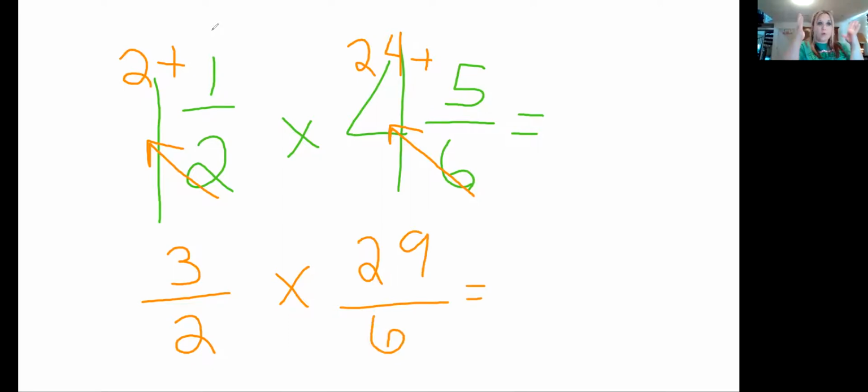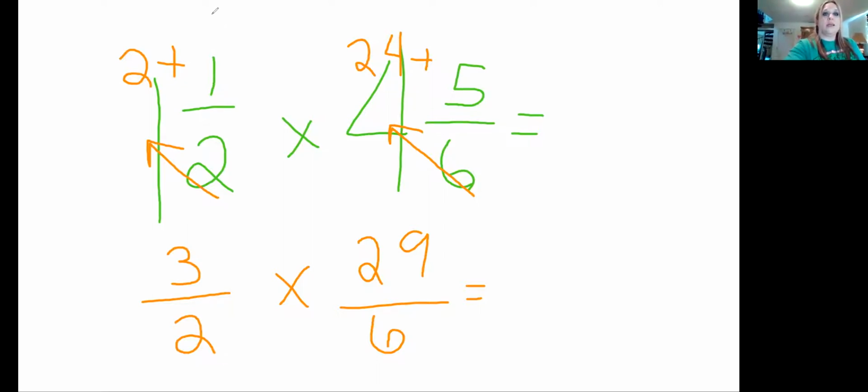Okay, whoa, this looks hard and confusing. How in the world am I going to find a common denominator? Oh, I don't have to. I just multiply straight across. If you don't know what I am talking about, please refer to the previous video, and it will remind you how to multiply fractions. Here we go. 29 times 3.